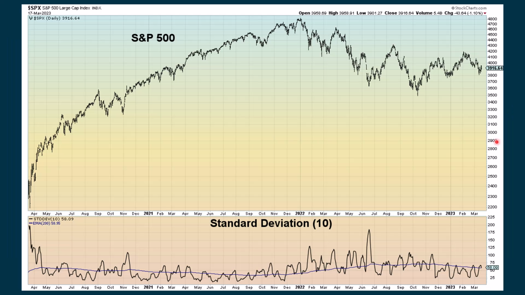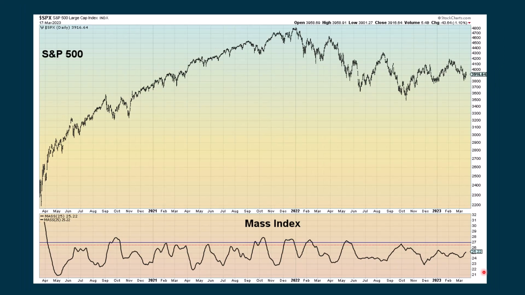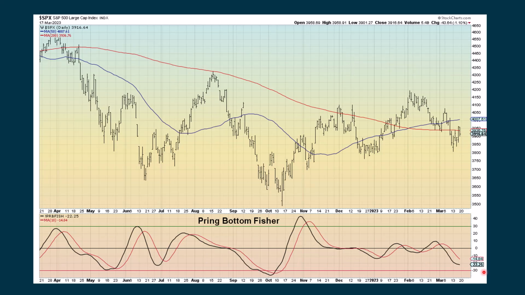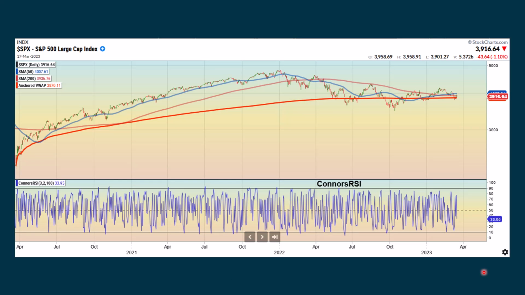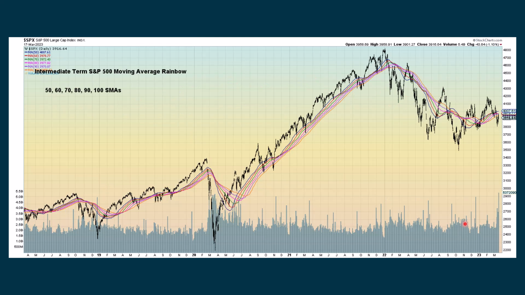In the intermediate term, we have the standard deviation. We're just about on the moving average, so price is not really above or below the standard or average price. The mass index is not generating a signal right now. The Pring Bottom Fisher is also not generating a signal. The Connors RSI works just like a regular RSI. We look for extreme positive or negative. We're below the dashed line and declining, so that is negative.